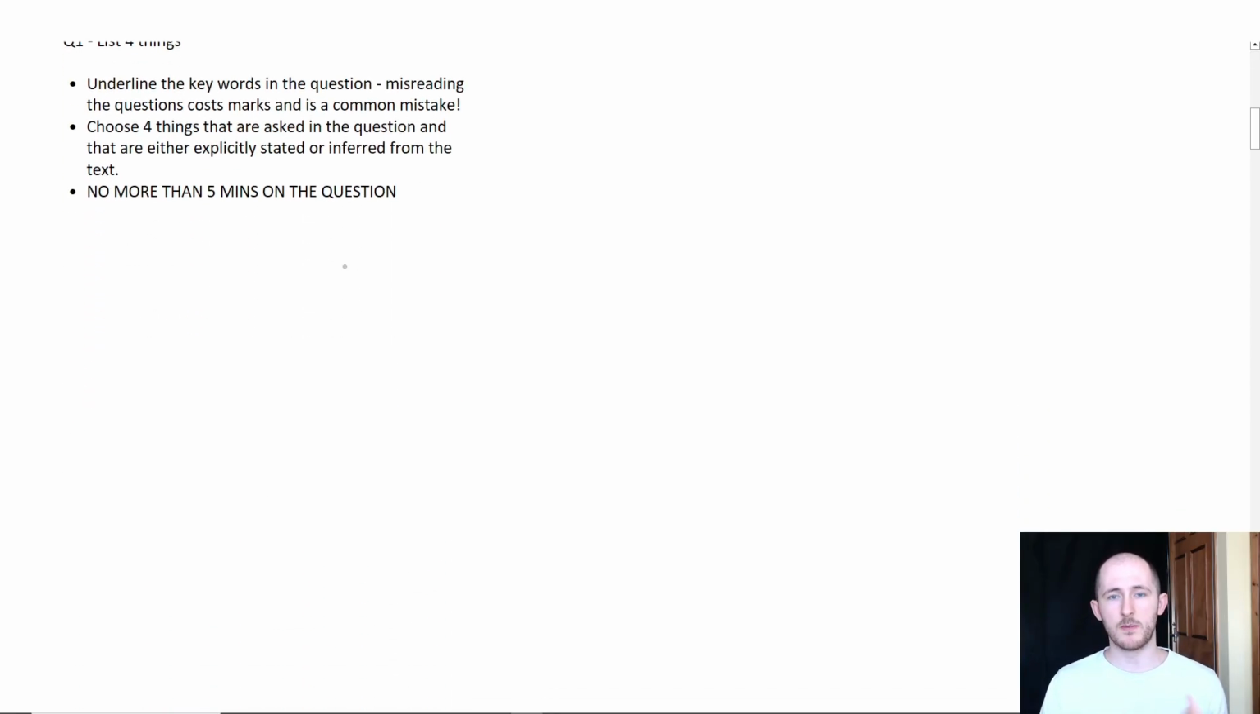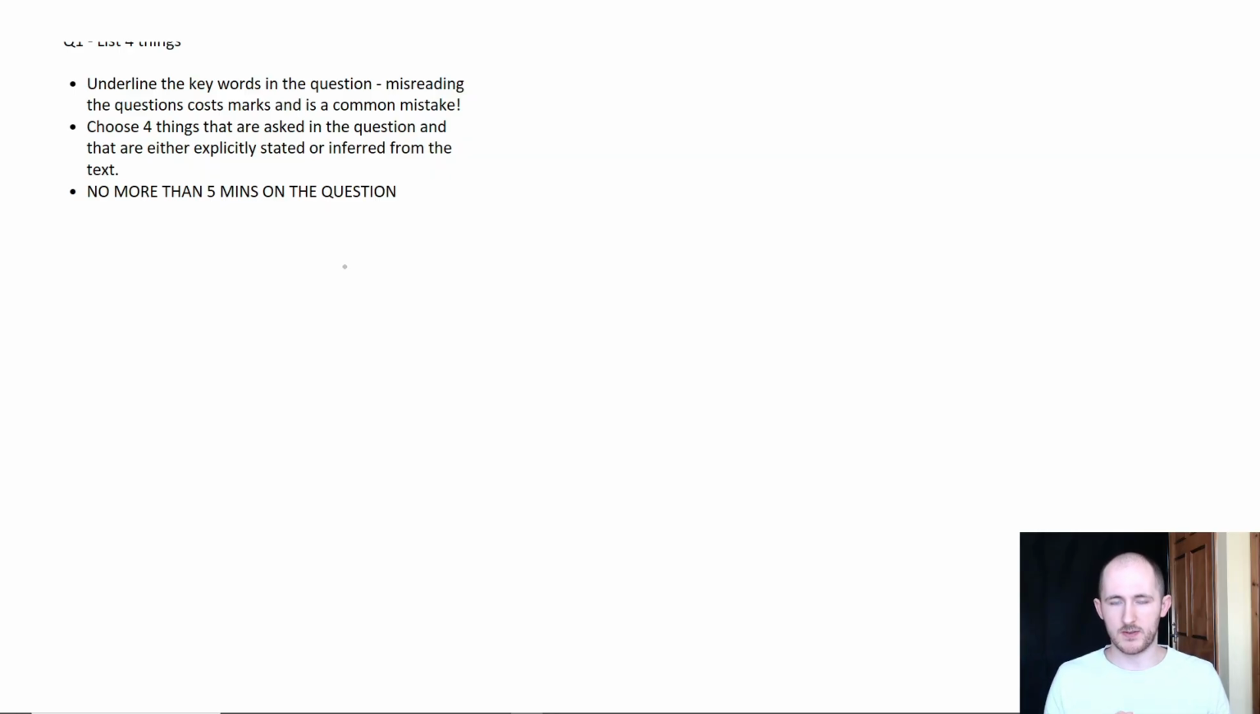Question 1. So this is normally just a list 4 things question. So it's a list 4 things you can learn about something in the paragraph. So all you're going to do is underline the keywords in the question. So it might be about the mountain or about the person or something specific. Misreading these questions is the only thing that costs students marks. That, and the fact that at least one of the points will not be explicitly stated.